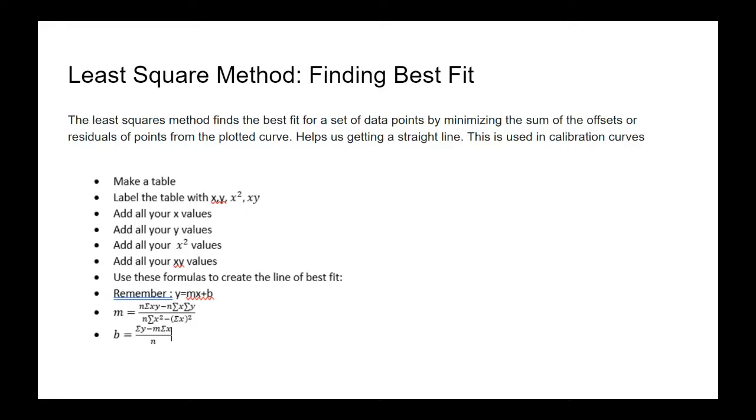Okay, then you have m. m is equal to n sigma xy minus sigma x times sigma y, divided by n sigma x squared minus sigma x, then squared. Just be careful of that. That's not the same thing. And then b is equal to sigma y minus m sigma x, divided by n. So what the heck is sigma? Sigma means you're adding. That's the reason why we're adding all of this x, adding all of this y, adding all of our x squared, adding all of our xy to get that, okay?